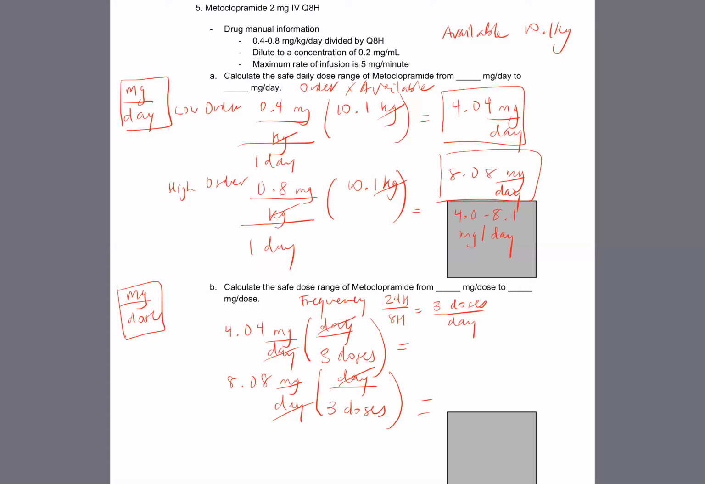Grab your calculator. 4.04 divided by 3 is 1.34 milligrams per dose. 8.08 divided by 3 is 2.69 milligrams per dose. So your safe dose range is going to be 1.3 to 2.7 milligrams per dose.